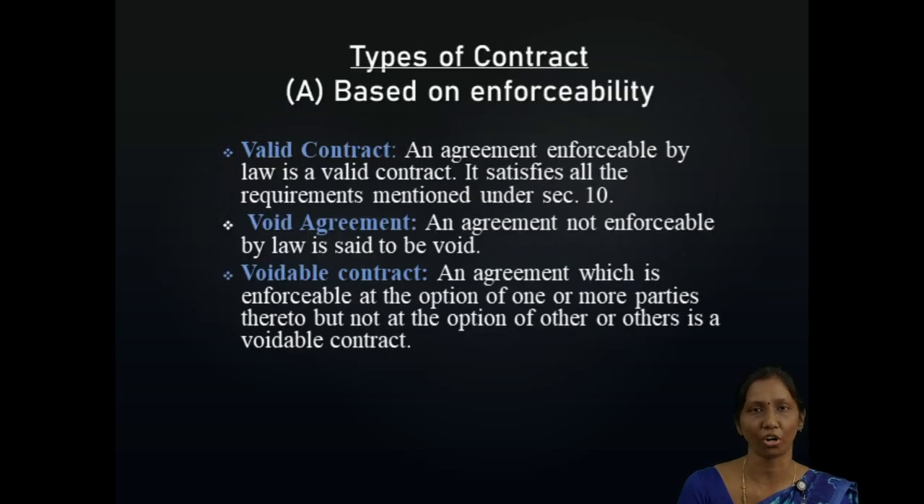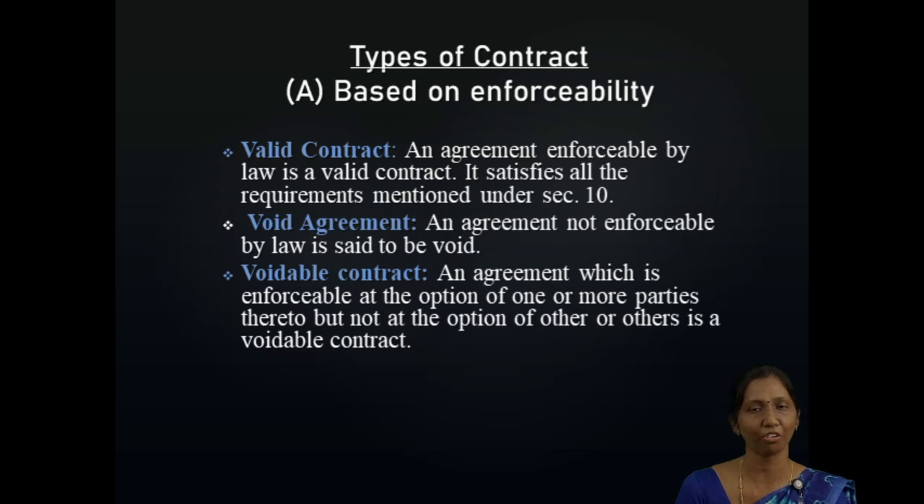Next, types of contract, which are based on various elements. The first one is based on enforceability. In this, we have classified the contract into 6 types. The first one is a valid contract. We have already seen that a contract should fulfill both an agreement and enforceability by law.